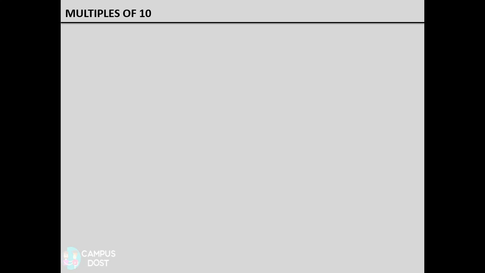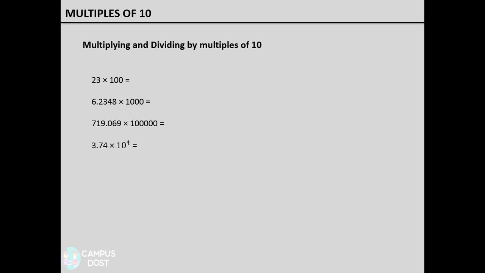In this lesson, we will learn how to quickly multiply and divide numbers by power of 10. We will begin with multiplying. Now, when we multiply a number by power of 10, the rule is to move the decimal place one space to the right for every zero in the power of 10 we are multiplying by.